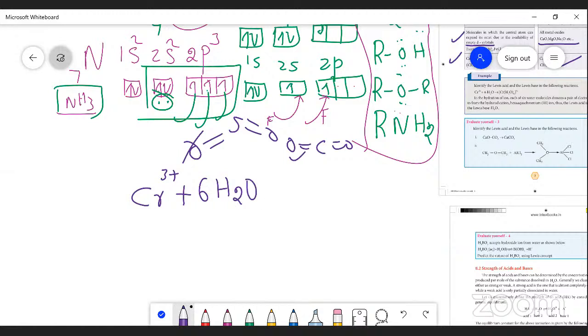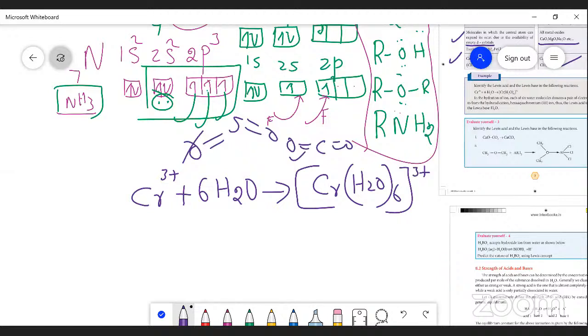You are getting the coordination compound Cr(H2O)6. So, the IUPAC name of this coordination compound, as studied in inorganic chemistry, is hexaaquachromium(III). Hexa means 6, aqua for water, chromium 3. Yes, Lewis acid is there.